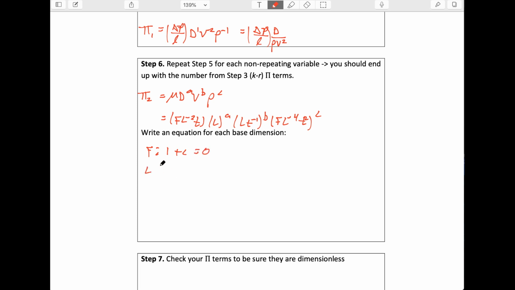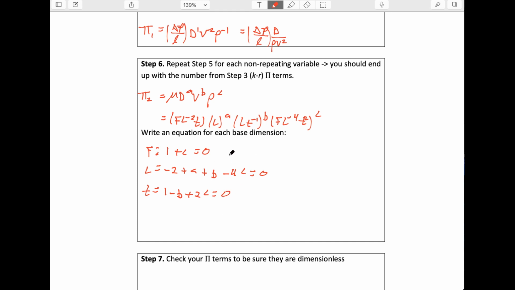We've got length, which looks like we've got the first term here, a minus 2. Second term has an a. Third term has 1b. Fourth term has minus 4c. That has to equal 0. And lastly, our time. Well, time shows up there as a 1. Time shows up here as a minus b. And it shows up here, t squared to the c, so that's plus 2c, and that equals 0.